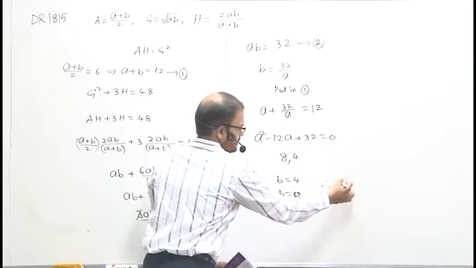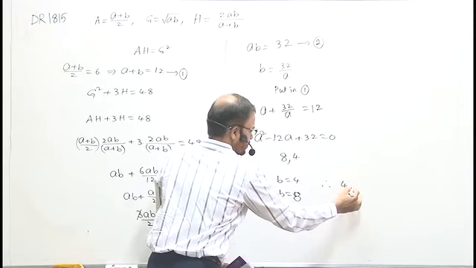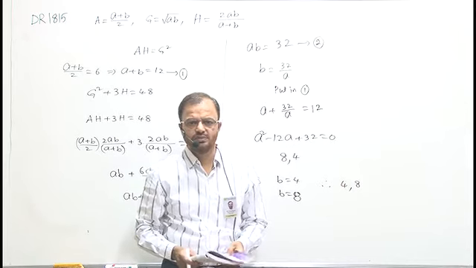Therefore the answer is, one number is 4 and the other number is 8. The numbers are 4 and 8. That is the answer.